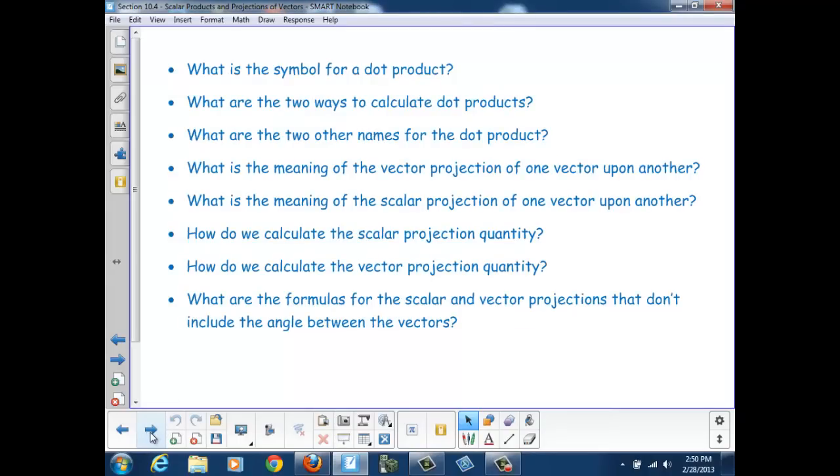At the end of this section, we should be able to answer these questions. What is the symbol for a dot product? What are the two ways to calculate dot products? What are the two other names for the dot product? What is the meaning of the vector projection of one vector upon another? What is the meaning of the scalar projection of one vector upon another? How do we calculate the scalar projection quantity? How do we calculate the vector projection quantity? What are the formulas for the scalar and vector projections that don't include the angle between the vectors?